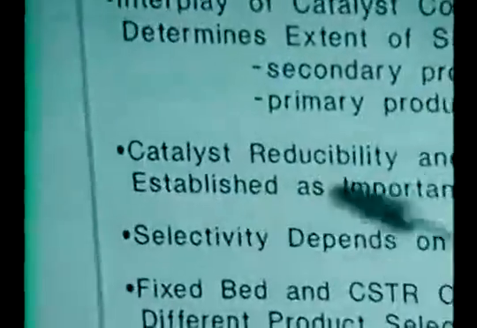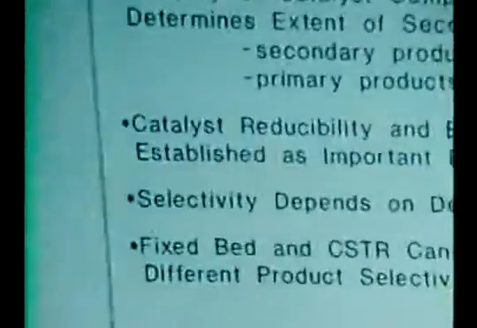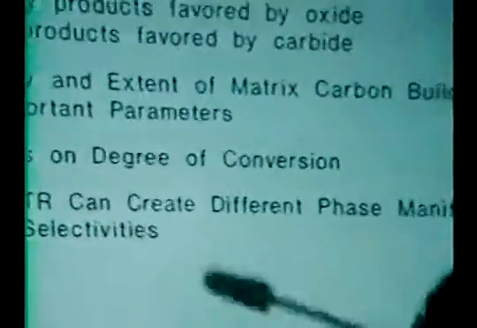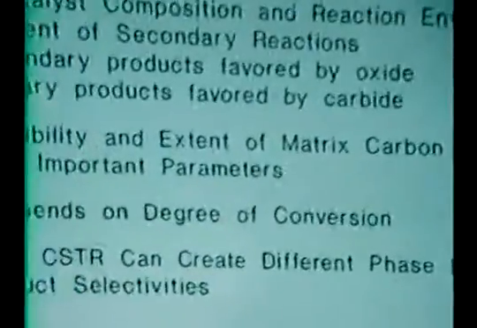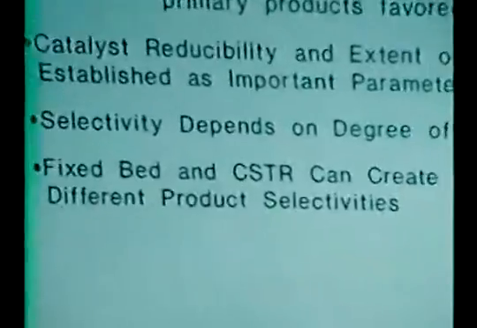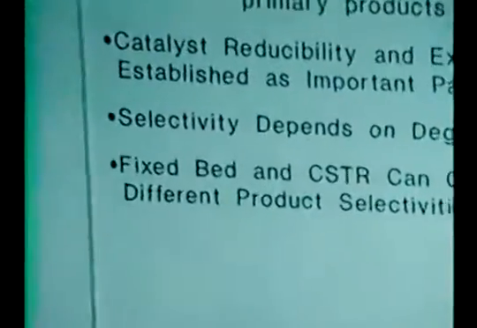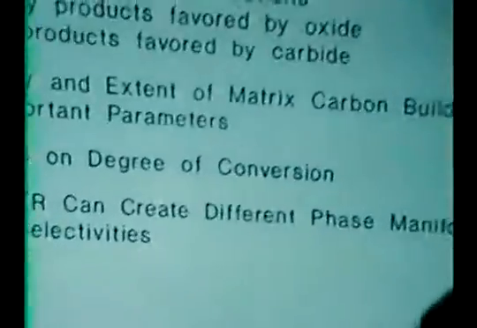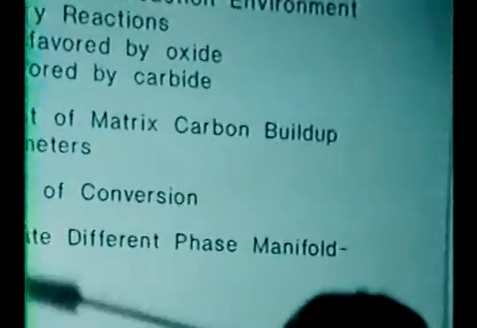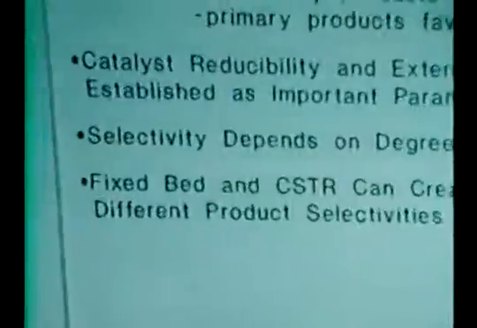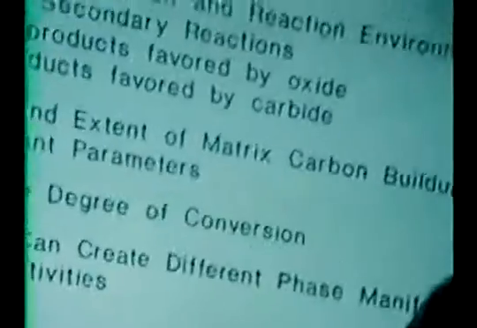We've identified catalyst reducibility as an important parameter, in trying to get our catalyst to reduce at low temperatures. And the extent of matrix carbon buildup is something that we would like to avoid in generating high olefin selectivity. We find that our systems can respond selectivity-wise to the degree of conversion. And in fact, this is one of the tests that we have to determine when we have an optimal olefin selectivity. And fixed bed and CSTR reactors, by virtue of creating different phase manifolds in the systems, can in fact affect different product selectivities.